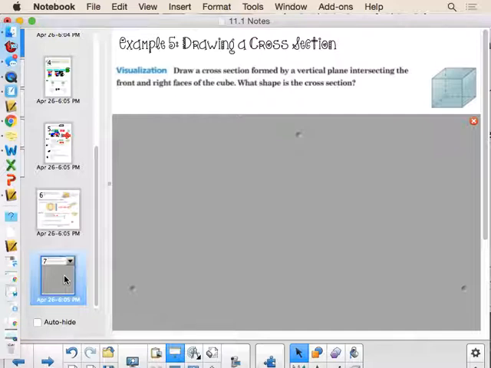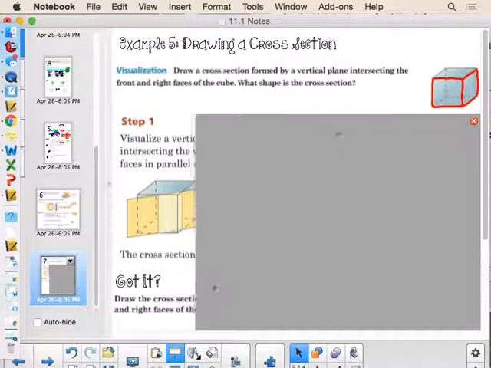Anyways, back from Chapter 1, when thinking about that the intersection of two planes is just a line, okay? All right, so I've got this apparent cube. It is a cube according to the question. And we need to draw a cross-section formed by a vertical plane intersecting the front and the right faces of my cube. So the front face is this guy here. My right face is this guy here. So a plane intersecting those two faces, and we need to identify the shape, okay?